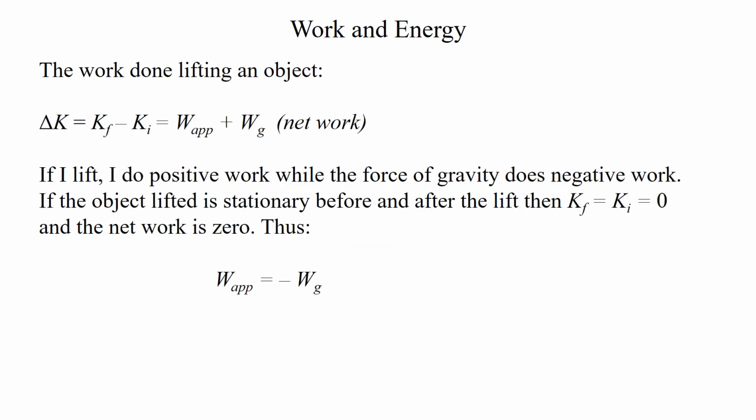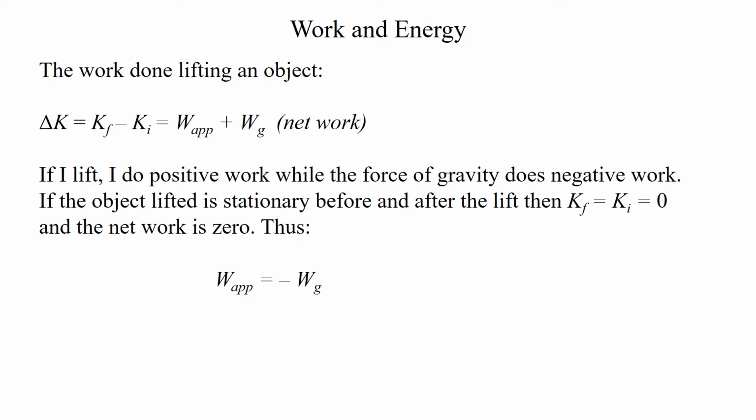When I lift an object, gravity is still acting on the object. So when I apply the work-kinetic energy theorem to lifting an object, I have to include the work done by me lifting the object, and I also have to include the work done by gravity because the force of gravity is still acting. So the change in kinetic energy then equals the work done by me, that's what the APP subscript means, work by an applied external force, me, plus the work done by gravity. So I have to include both of those forces.